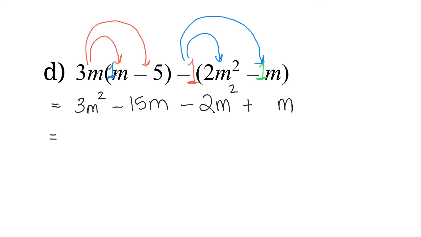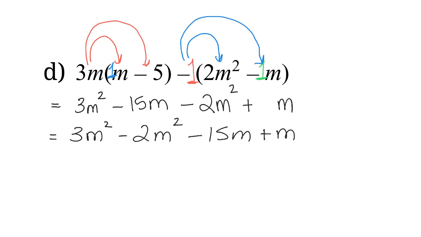So remember the rule for how we put our terms in order? The term with the higher exponent value must come first. So if we are comparing m squared and m, 2 is higher than an exponent of 1. So our m squared terms are going to be listed first, followed by just the m terms. So we're going to group together 3m squared minus 2m squared. And then we have just the terms with the m. So that would be negative 15m and the positive m.